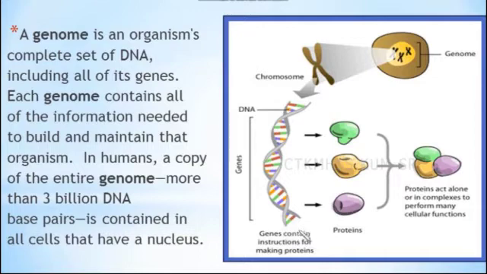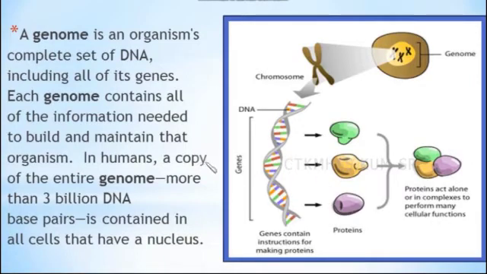All organisms contain a particular nucleic acid, either DNA or RNA, and the genes are responsible because they contain the instructions for making proteins, and each and every gene is responsible for a particular type of protein. These proteins act alone or in complexes to perform many cellular functions. All those functions which are carried out in our body are only through these proteins. Either they may act individually or they can combine together like a complex, and they carry out the particular cellular functions.